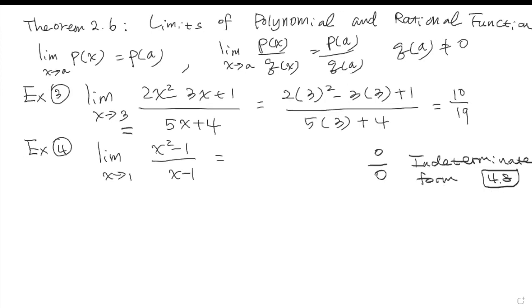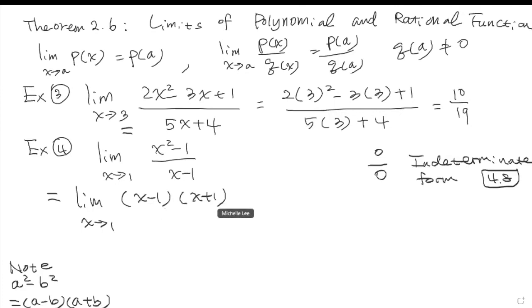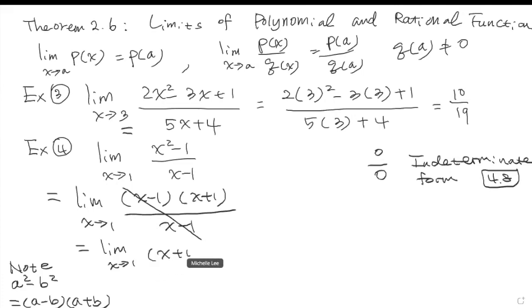So then how do we do this one? We're gonna learn this technique. Look. X squared minus 1, can you factor it? Yes. So we have a squared minus b squared, which is a minus b times a plus b, right? So this will be x minus 1, x plus 1 over x minus 1. Look, we can simplify, right? Now we have only x plus 1 left. You don't need the parentheses. Now we can substitute. No problem with that, right?